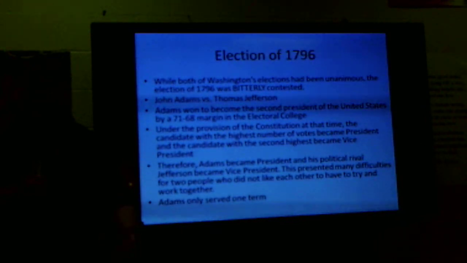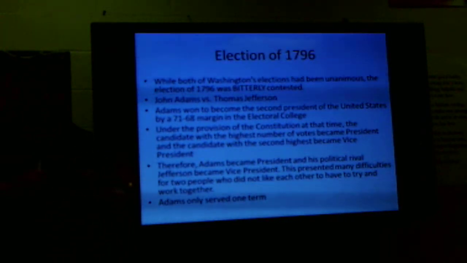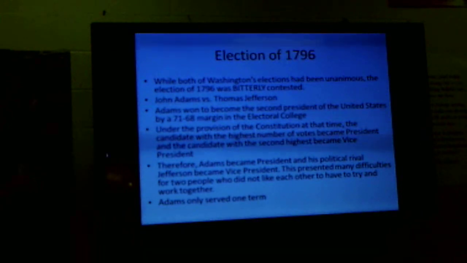Now you can imagine what kind of problems there's going to be with Adams, who is a Federalist, being president, and Thomas Jefferson, who came in 2nd, is a Democratic Republican, and he's going to be vice president. Obviously, they don't like each other. They see the world differently, and they're not going to get along at all. And they're going to talk a lot of stuff about each other in the paper.